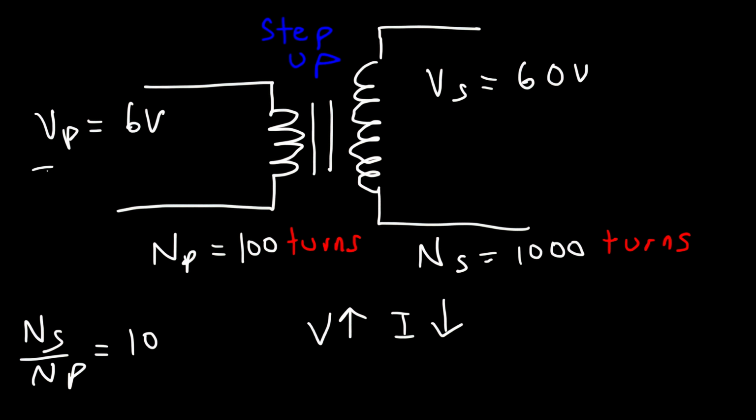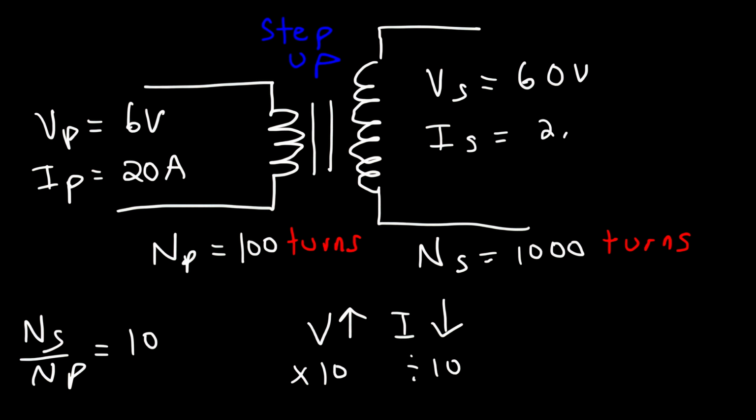So let's say that the input current at the primary coil is 20 amps. The output current at the secondary coil is going to decrease by a factor of 10. If the voltage goes up by a factor of 10, the current will decrease by a factor of 10. So the current is going to be 2 amps. And notice that the power is the same.